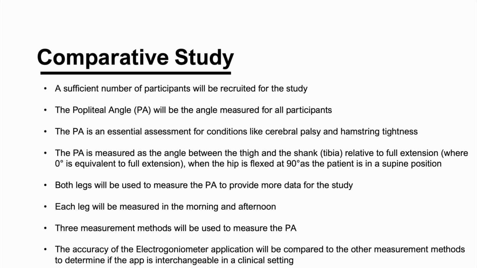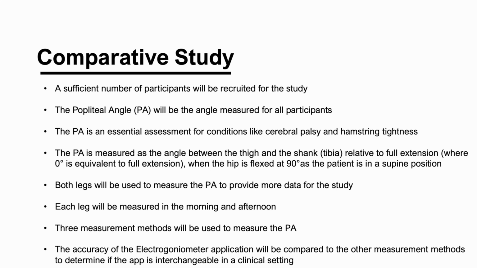For the comparative study, I will be recruiting a sufficient number of participants. The popliteal angle will be the angle measured for all participants. The popliteal angle is an essential assessment for conditions like cerebral palsy and hamstring tightness. The popliteal angle is measured as the angle between the thigh and the shank, which is the tibia, relative to full extension, where 0 degrees is equivalent to full extension when the hip is flexed at 90 degrees as the patient is in a supine position, which means lying on their back.